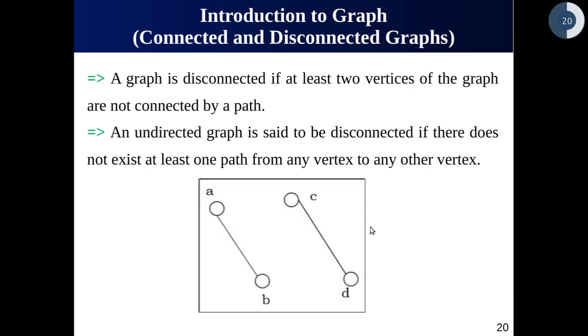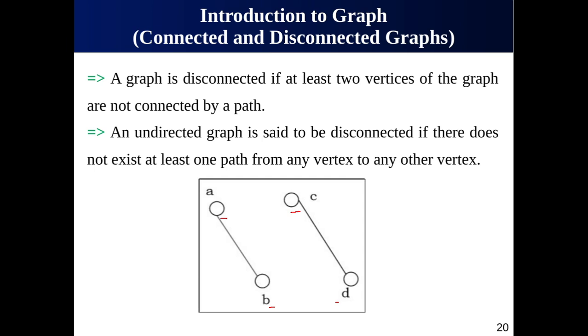On the other side, we have a disconnected graph, and that is the opposite. A graph is said to be disconnected if at least two vertices of the graph are not connected by a path. And we have two vertices here, and they are not connected. A is not connected to C. You see, you cannot go like this, you cannot go like this. And the same is the case with B and D. They are not connected with one another. So this is an example of a disconnected graph.